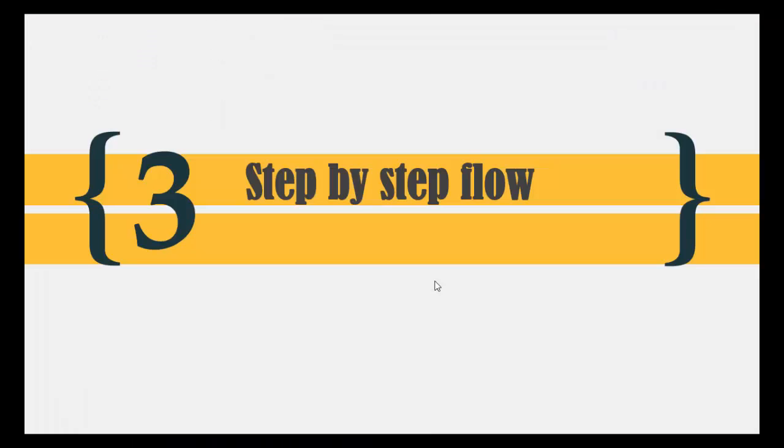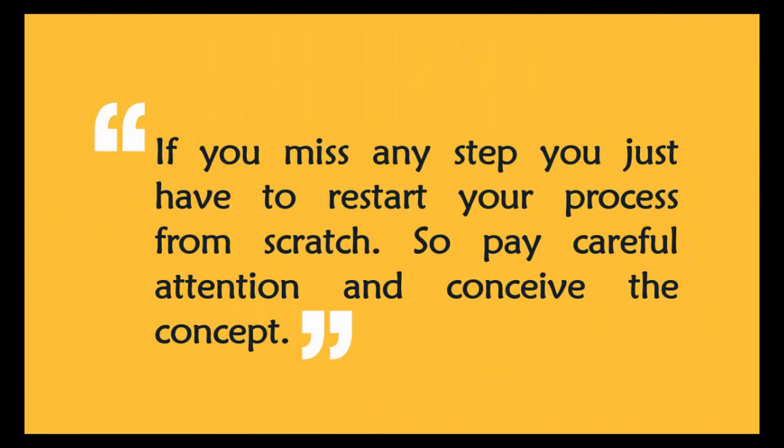So I explained the complete step-by-step flow and how to configure and set all these parameters. One point I would like to highlight here is if you miss any step, you just have to restart your process from scratch. So be careful and pay careful attention and conceive the concept of why we have to start from the beam first, then move to the column, then go for the slab. And don't try your own way, because they have created the program in that way, so you have to understand and follow that particular process, and then you can directly save your time.